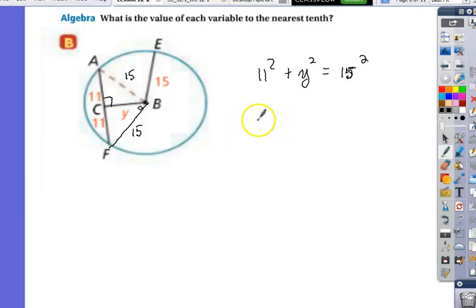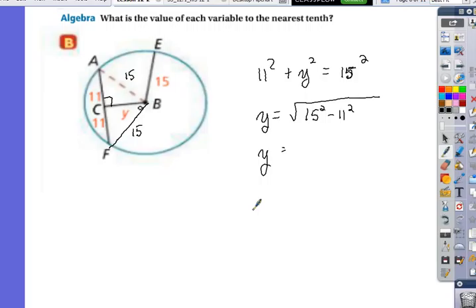Is it okay for me to jump two steps and say y would equal the square root of 15 squared minus 11 squared? Are we okay with that? It's a legit question. All right, so what's y going to equal? Y is going to equal the square root of 15 squared minus 11 squared.